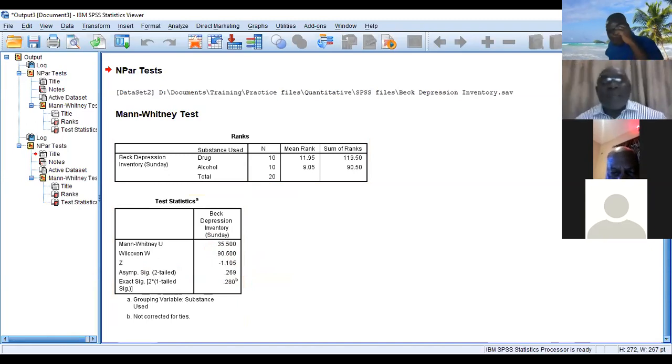Okay, so let's now go and run the paired test. Before I run the paired test, I don't know if there's any question concerning this. Any question before I run the paired test?